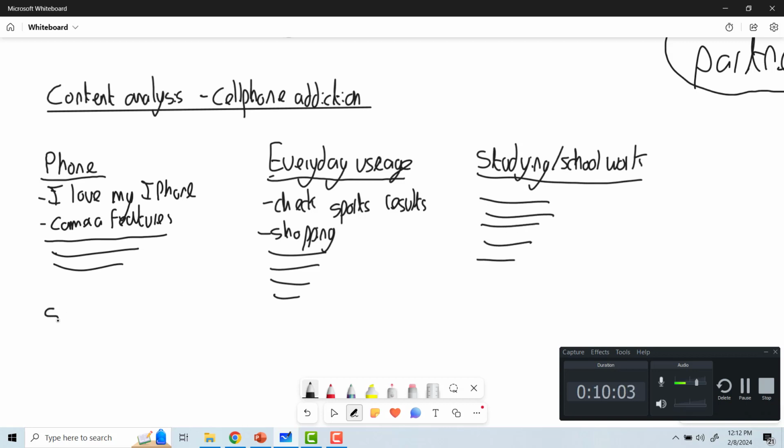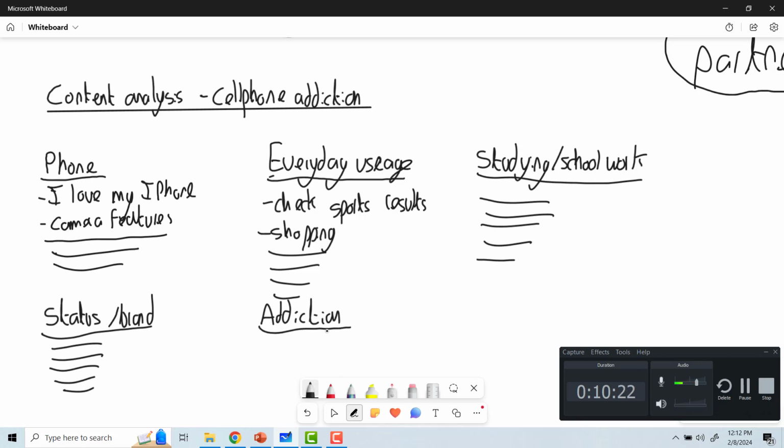Then we'd look at maybe status and branding, again a little bit related to the phone, but we could talk about how my phone makes me feel, why I need an expensive phone, etc. Then we could finally go into this area of addiction. Do I feel addicted to my phone? So we'd literally take all the comments and all the discussion and try and code it to different categories. We may have text that's in two categories.